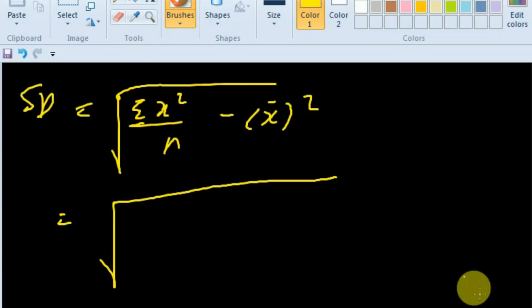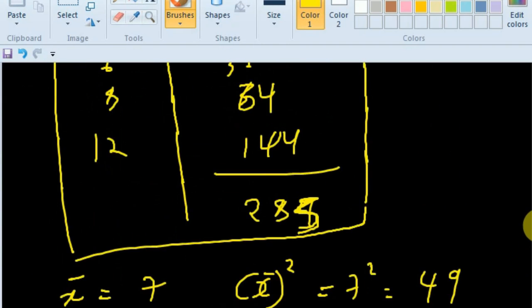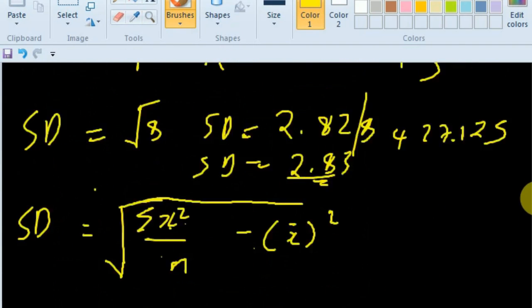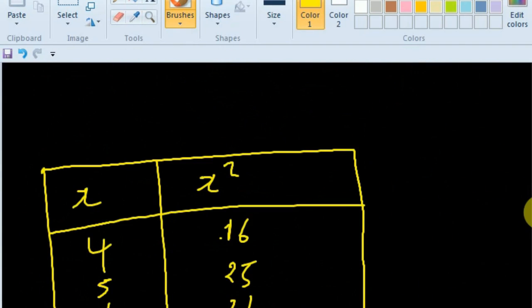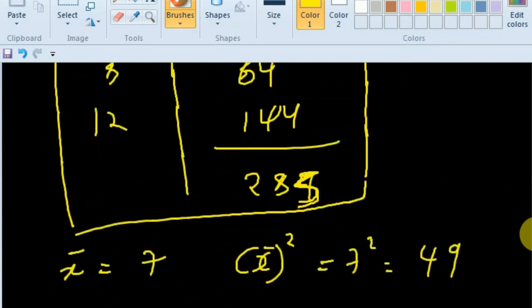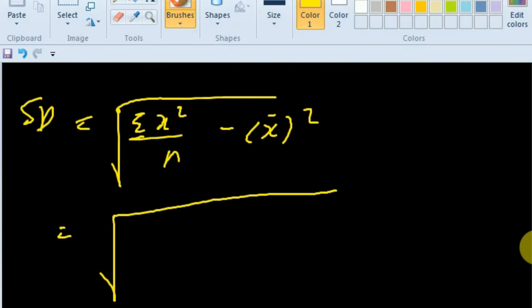So the summation of x squared we have calculated to be 285. So this column represents the summation of x squared. So I'm going to say 285 here, divide by the number of scores. I know that's 5 minus mean squared, that's 49.